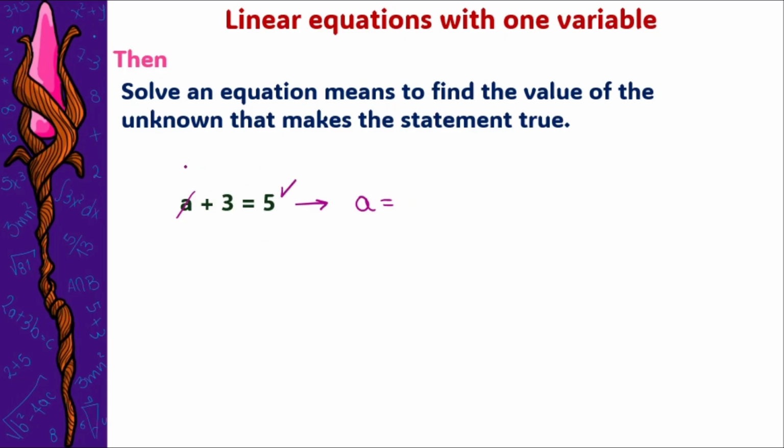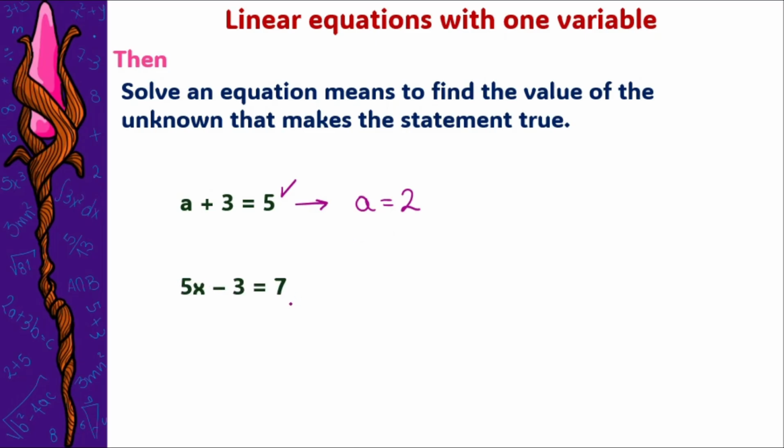So in this case, it's easy. We just need a 2 to add to the 3 in order to get the 5. That means the value of a should be 2. If a equals 2, the statement is true. So that is the solution of the equation.